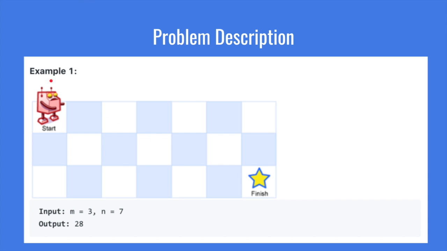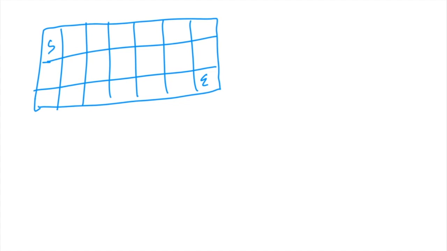So for example, we have the robot at the top left corner and it can move either right or down. And the robot is trying to go to the finish line. So what we want to do is print out the number of ways the robot can go from start to the finish line. The main solution to this problem involves dynamic programming. And the way we think about this is, how many ways are there to get from S to S?